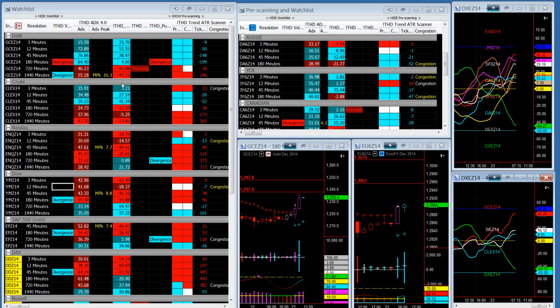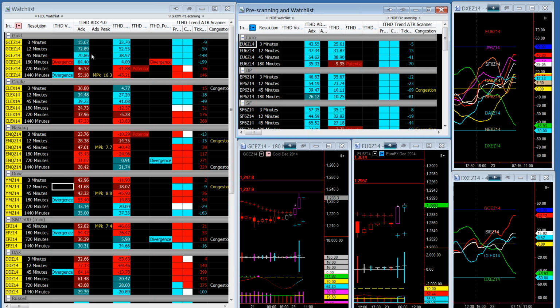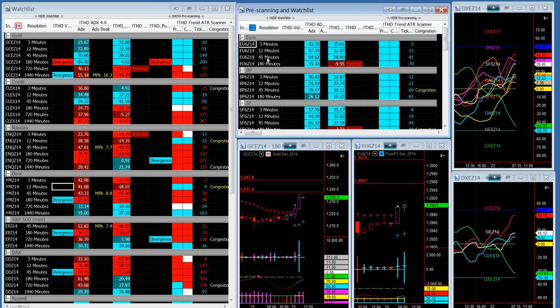The second piece of information that the scanner gives me is it identifies very, very quickly which markets are either overbought or oversold, because anything that is above 70 is considered to be overbought or oversold. So I want you to actually pay attention at the moment, because the gold chart on the 45-minute is at 70. The euro chart on the 45-minute is at 64. Okay, that's important information that you need to know today on both gold and the euro.